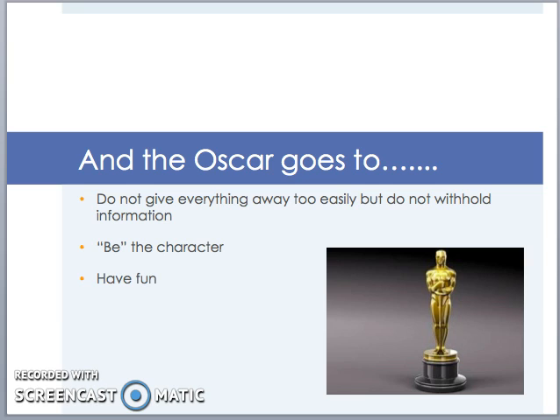Similarly, don't withhold information that is going to throw the candidate off. Have fun with the character and be the character. I feel the more you can get under the skin of the character, the more you can respond appropriately as that character would.